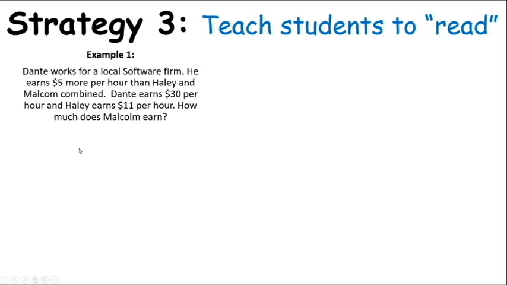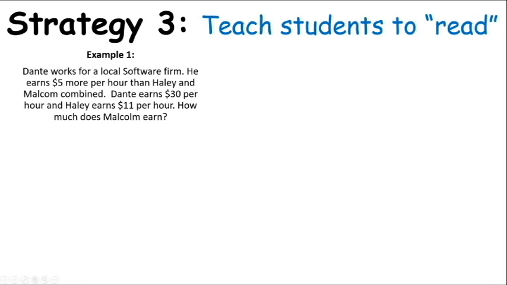This is just an example like you might see in any 7th grade class. Dante works for a local software firm. He earns $5 more per hour than Haley and Malcolm combined. Dante earns $30 per hour. Haley earns $11 per hour. How much does Malcolm earn?